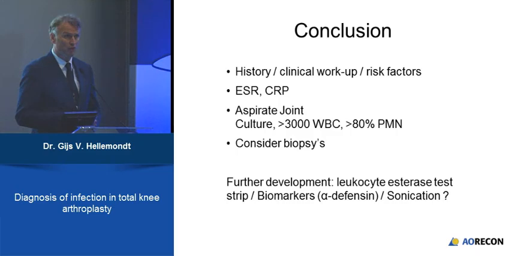So in conclusion, start, as always, with any workup, with the history, the clinical situation and the risk factors. Always start with the ESR and CRP. Aspirate the joint. If you have a dry tap, use biopsies. And if you still have a high suspicion of infection, I think you need to combine aspiration with biopsies and look for culture, white blood cell count over 3,000 and PMNs over 80%. And this will probably give you, in most cases, an infected joint or not.